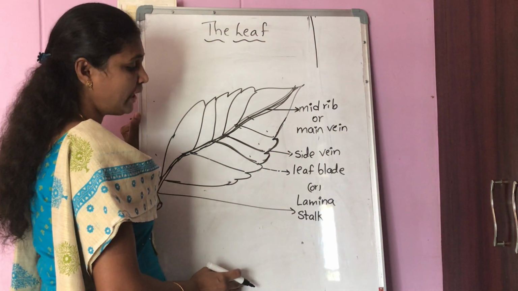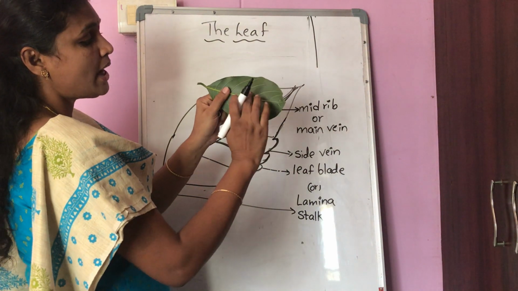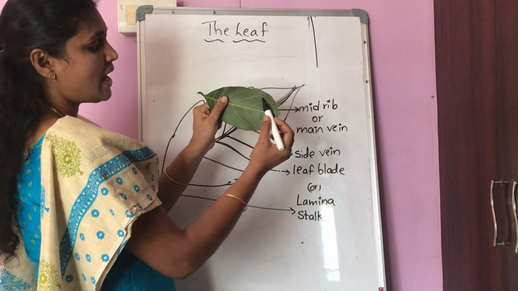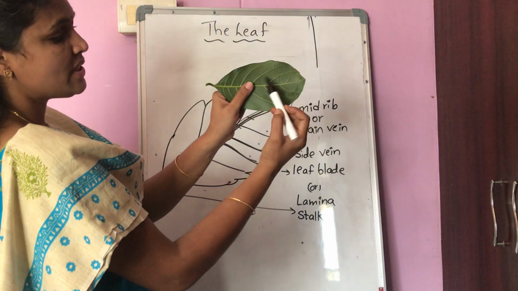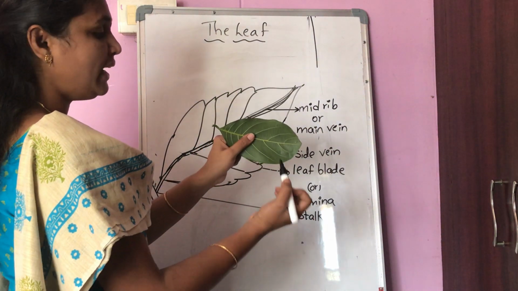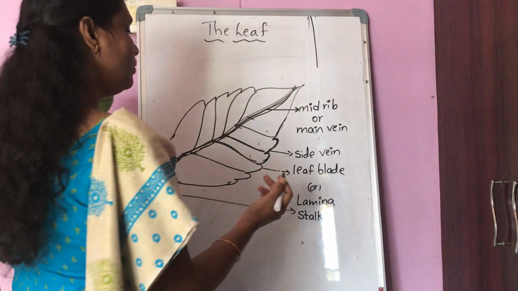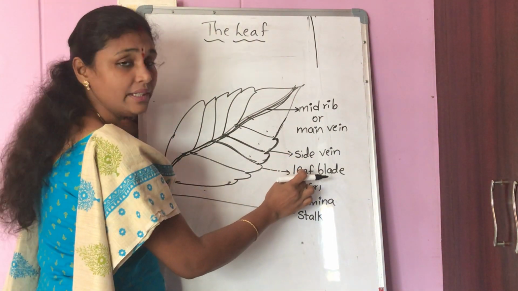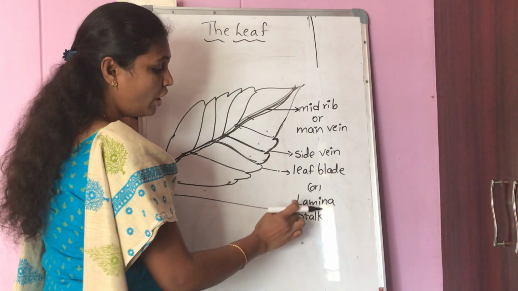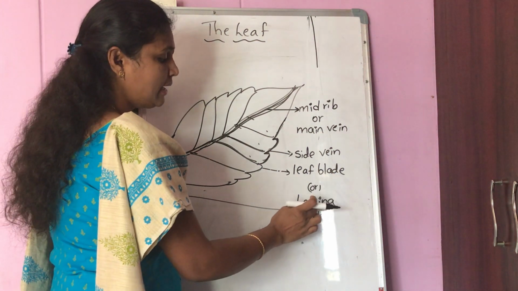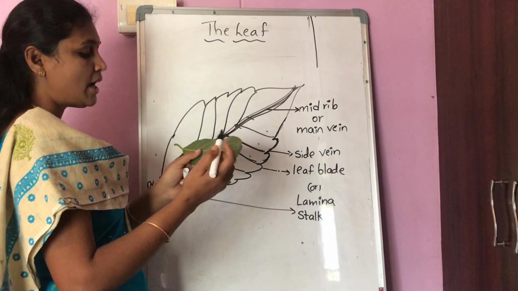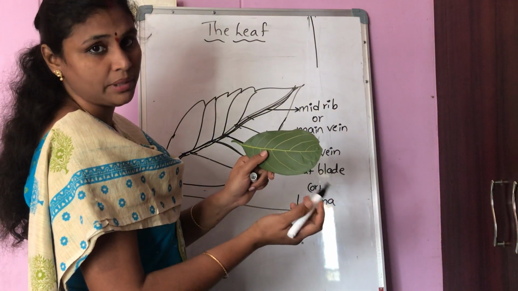Side vein. Okay. Now the flat broad portion. What is this called? Leaf blade. Can you see this flat broad portion? What do we call this? Leaf blade or lamina. LEAF, leaf. BLADE, blade or lamina. LAMINA, lamina. The flat broad portion is called lamina.